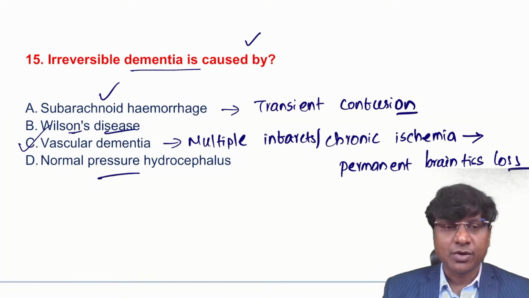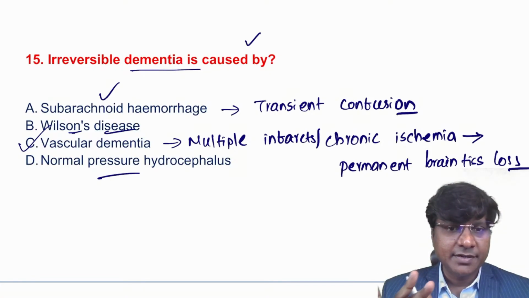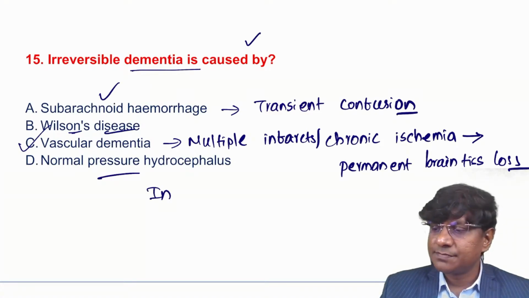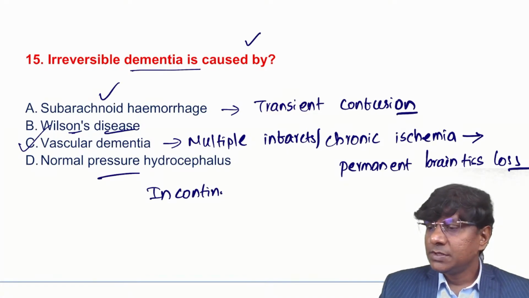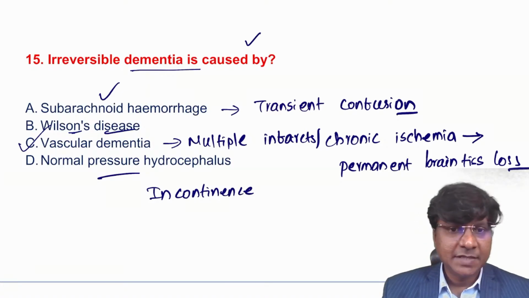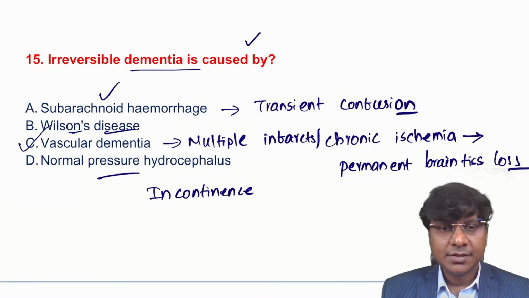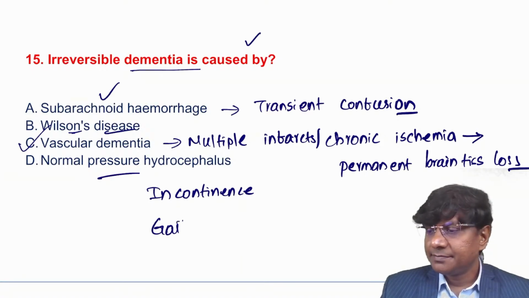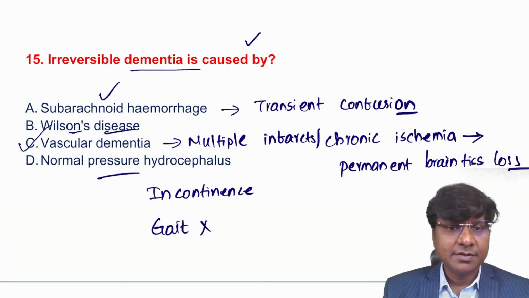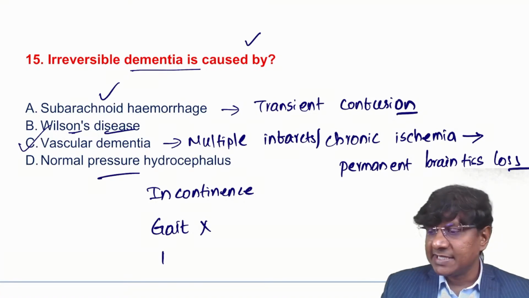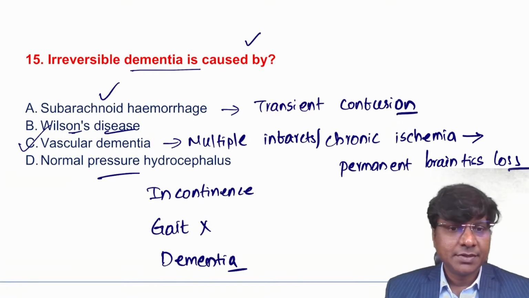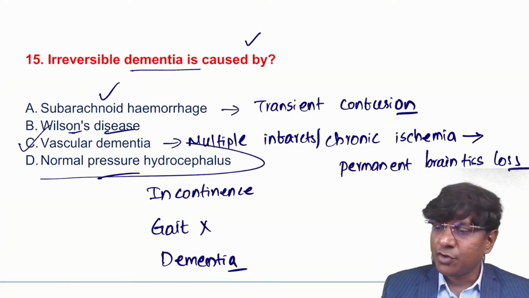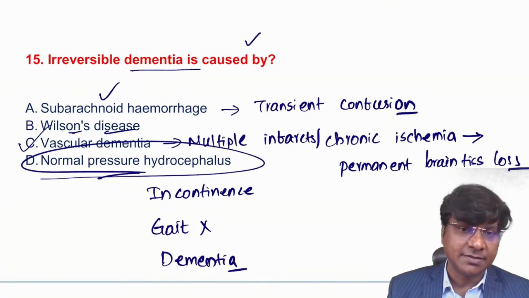Next is normal pressure hydrocephalus. They present with a triad. What is the triad? These patients will have incontinence, which we call wet. Next, they will be wobbling, that is nothing but gait abnormality, gait disturbance. And next is wacky, which is nothing but dementia. Wet, wobbly, wacky. So dementia here, in normal pressure hydrocephalus, is reversible.